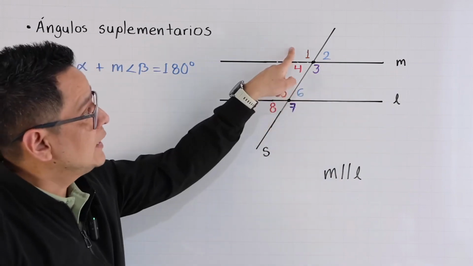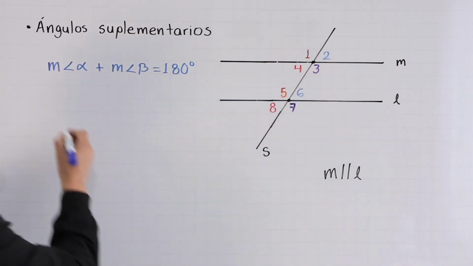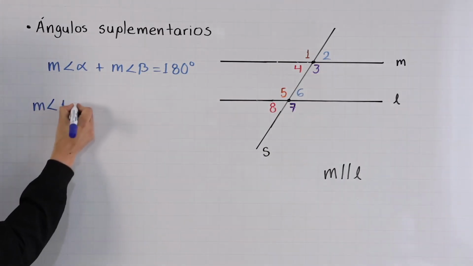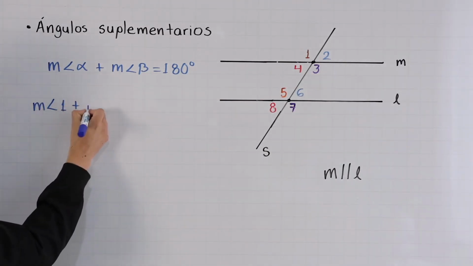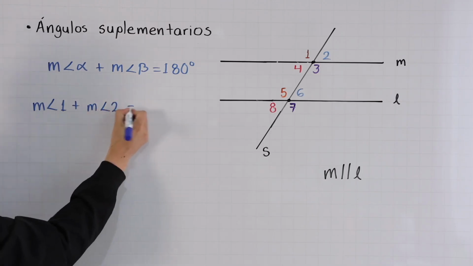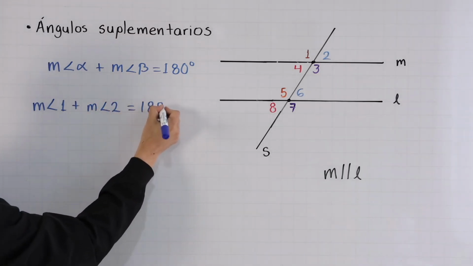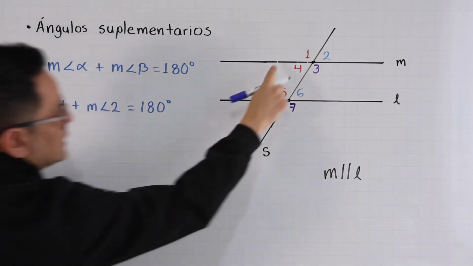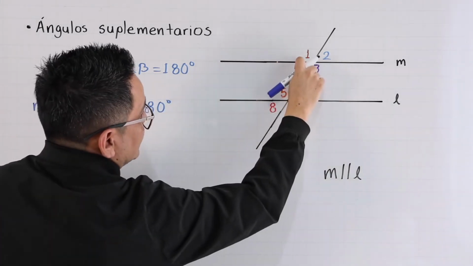For example, angle 1 with angle 2. So let's express it in the following way. I write the measure of angle 1 plus the measure of angle 2 has to equal 180 degrees. Or, well, it gives 180 degrees in this case, right? Since here we can clearly see that these two form a straight angle.